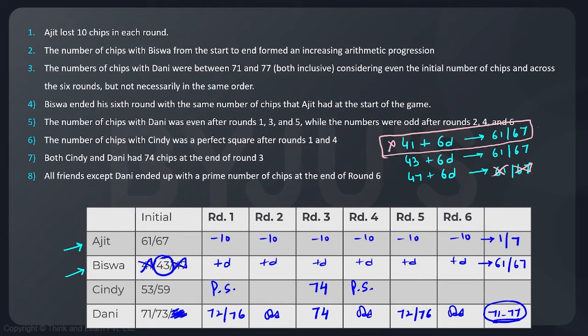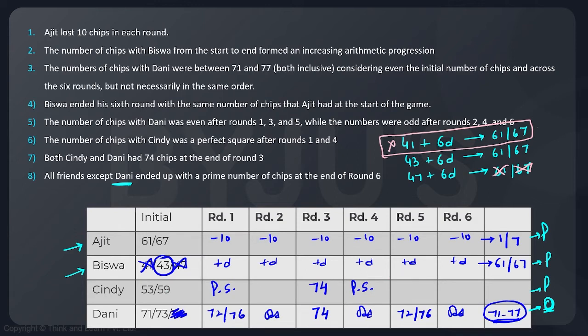Next, all friends except Danny ended up with a prime number of chips at the end of round 6. So therefore, we should be having a prime number over here, a prime number over here, a prime number over here. But it is not necessary a prime number here because he says except Danny. All of them are having a prime number at the end. Except Danny, everyone is having a prime number at the end. So how can I move ahead from here?